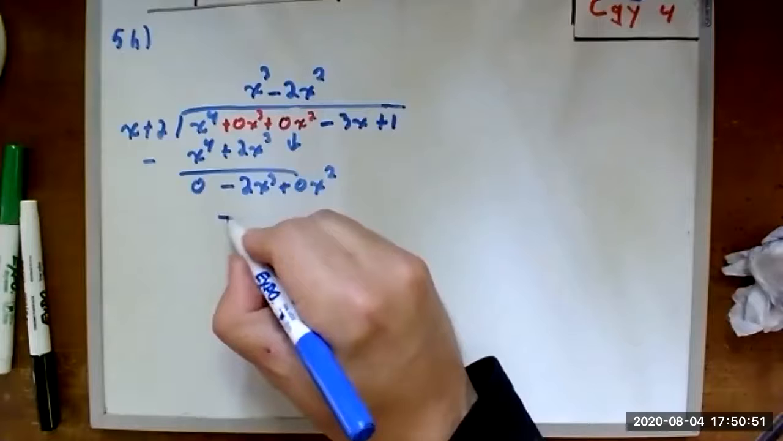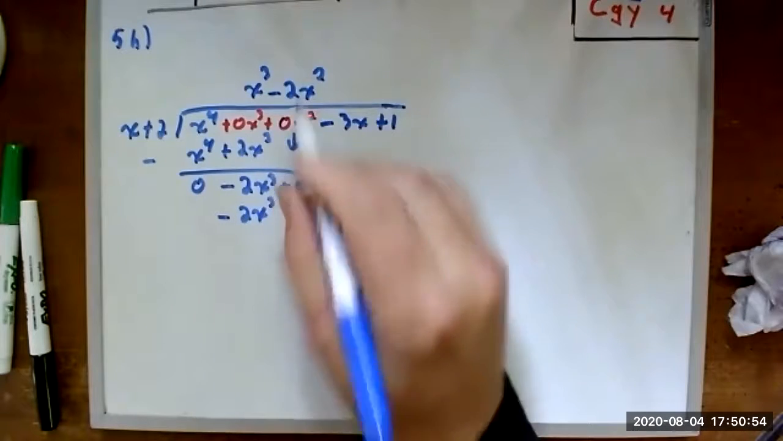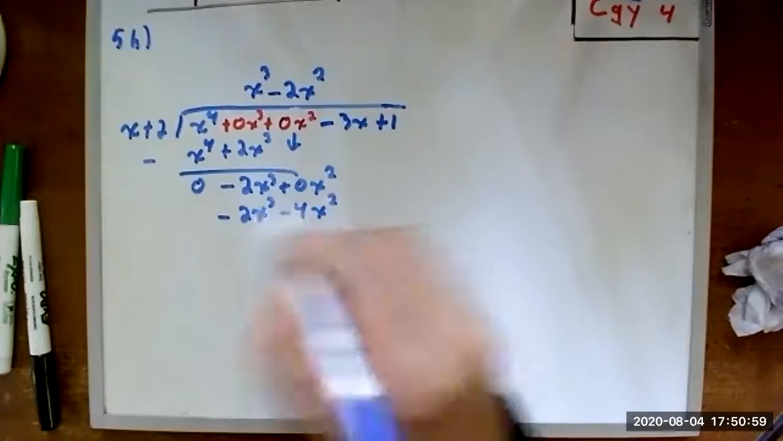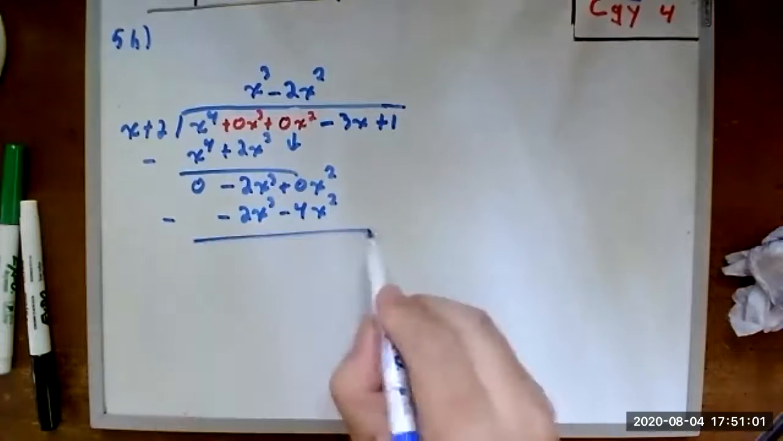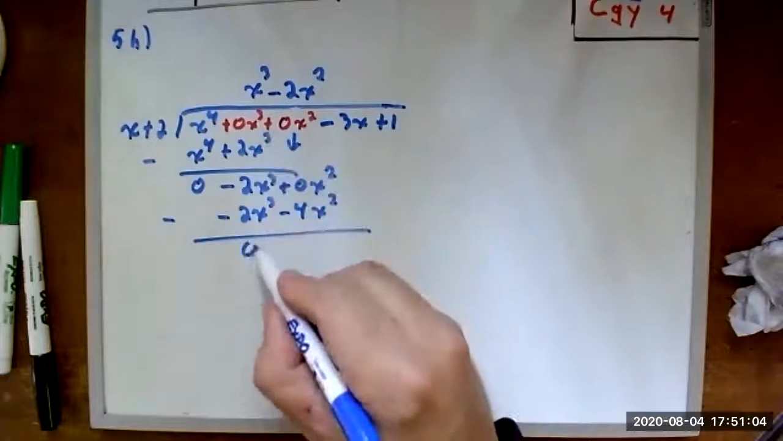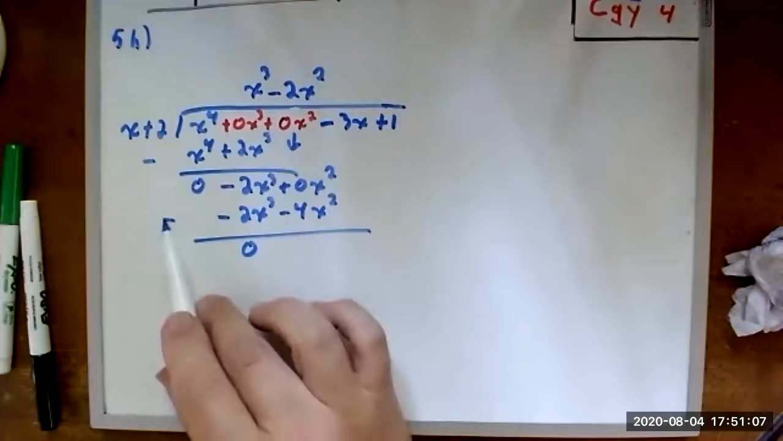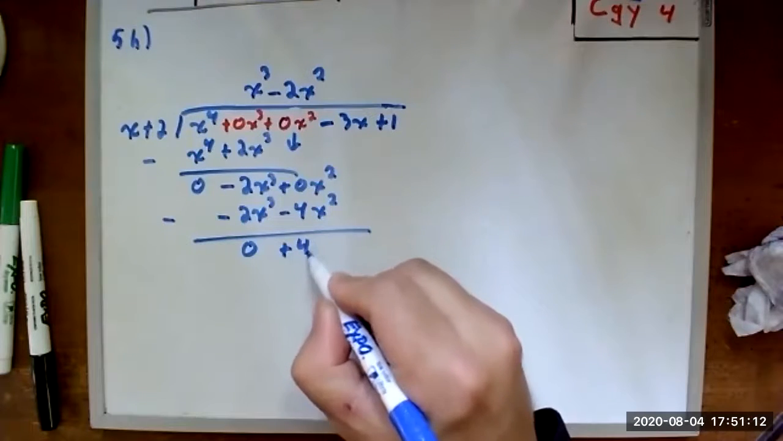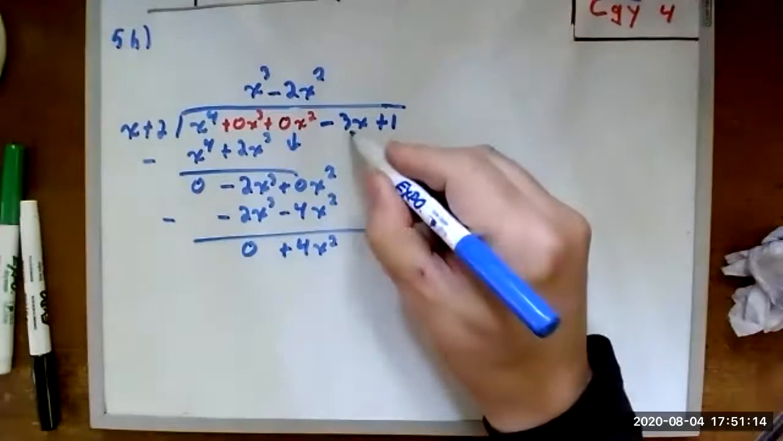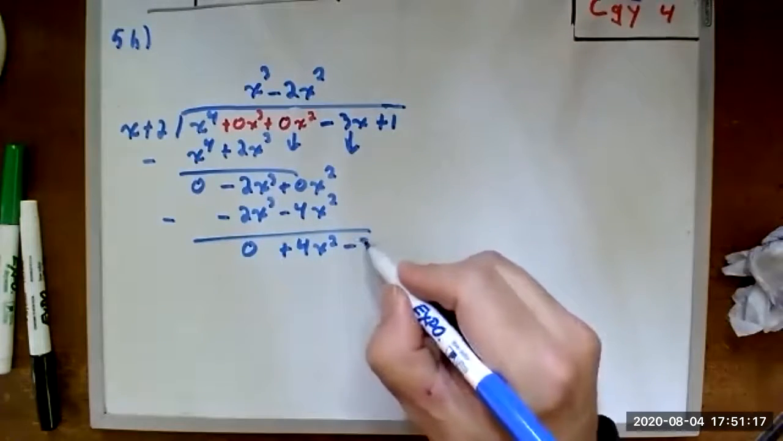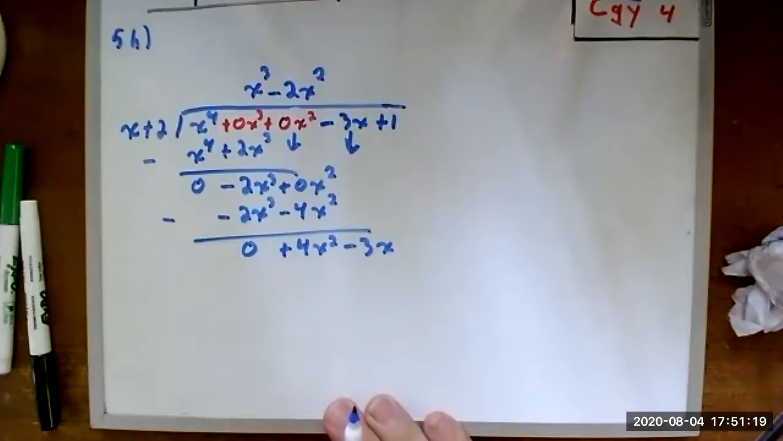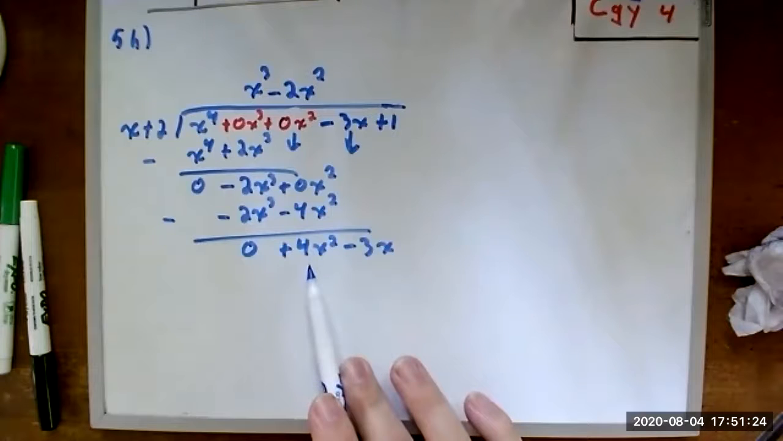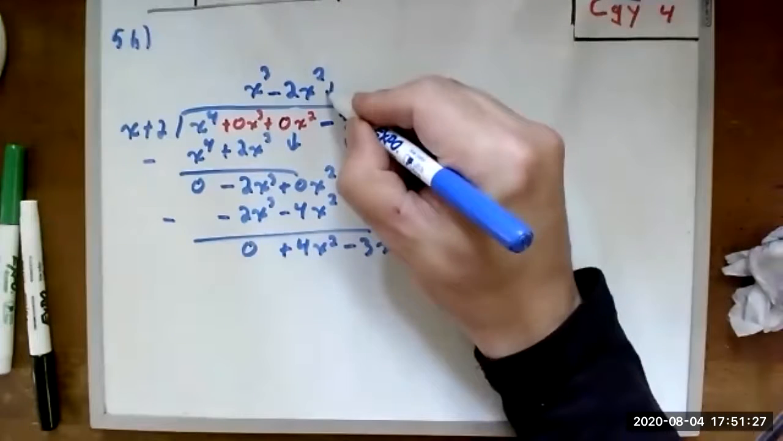What do I multiply x by to turn it into a negative 2x cubed? I multiply it by negative 2x squared. Negative 2x squared times 2 is negative 4x squared, and we're subtracting. That goes to 0 by design. 0 minus negative 4x squared gets me to a positive 4x squared. We bring down the minus 3x.